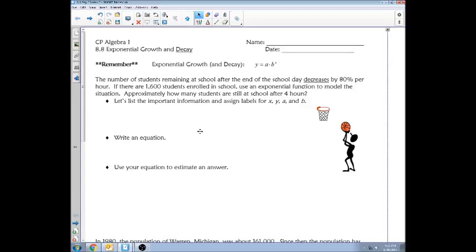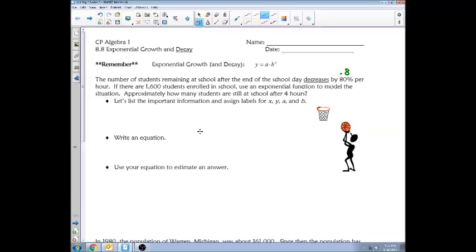Remember that exponential growth and decay can be modeled as y equals a times b raised to the x power. The number of students remaining at school after the end of the school day decreases by 80% per hour. Well, let's talk about this 80%. It can be written as 0.8. If there are 1,600 students enrolled in the school, use an exponential function to model the situation. Approximately how many students are still at school after 4 hours?